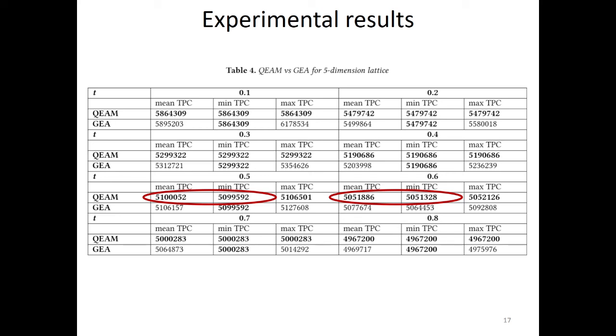To investigate further the performance of QEAM, we tested it against the genetic algorithm. To compare the two algorithms, we used statistical indicators such as minimum TPC, maximum TPC, and mean TPC. By observing the 5-dimensional lattice, we can notice that the QEAM algorithm outperforms the genetic algorithm for all thresholds. What seems to be the best solution found by GEA, or the genetic algorithm, also called the minimum TPC, is almost always the mean TPC of QEAM. That means that QEAM found that solution for every single run, since mean equals minimum equals maximum for all thresholds except 50 and 60%, as shown in the table.